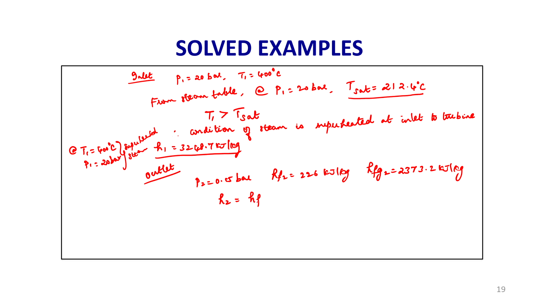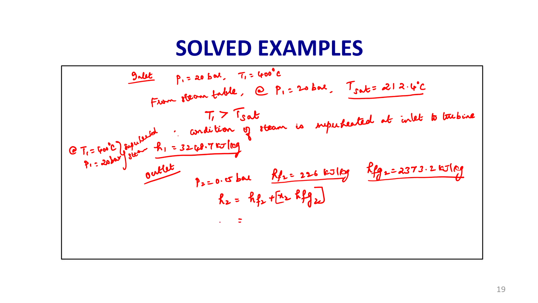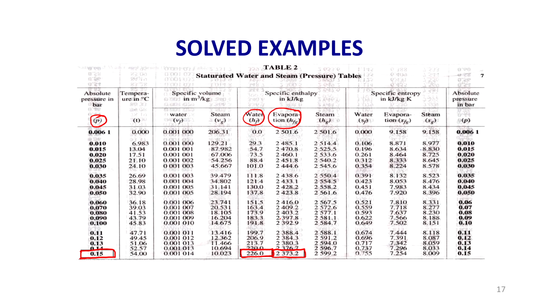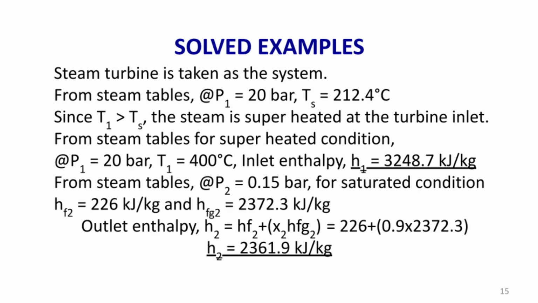H2 is equal to HF2 plus X2 into HFG2. X2 is given. HF2 we have taken from the table, HFG2 we have taken from the table corresponding to the exit pressure of the steam at the outlet of the turbine. Substitute the values, we will get the value of H2. H2 is 2361.9.